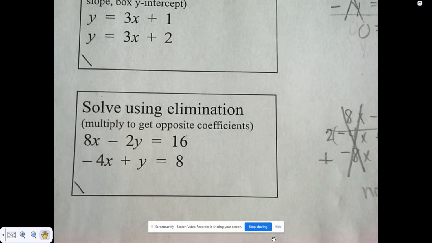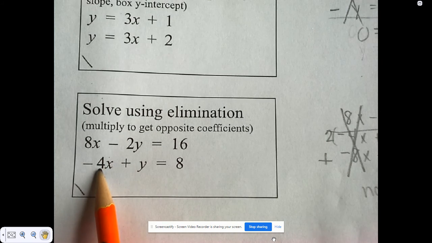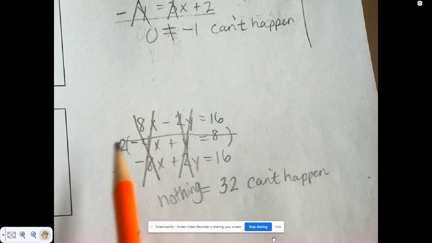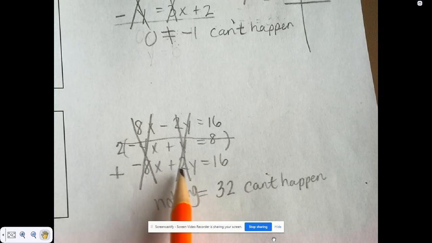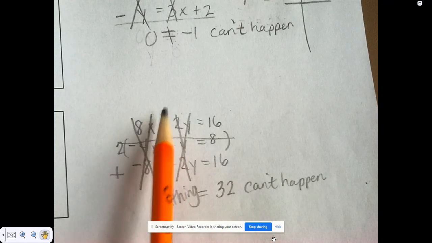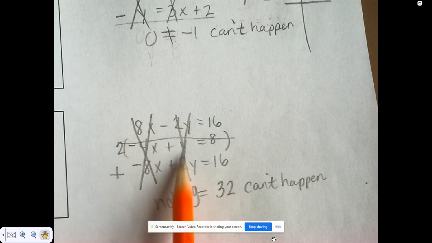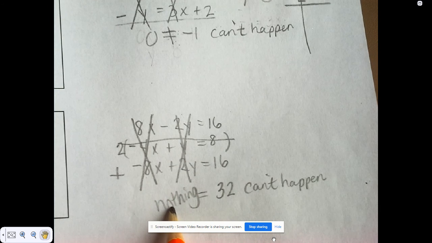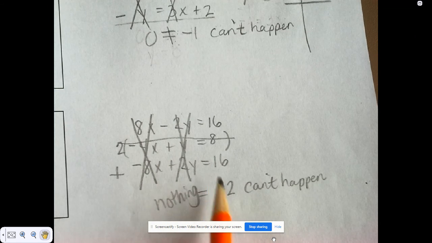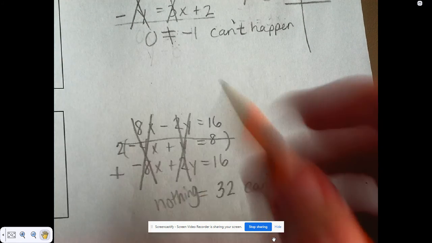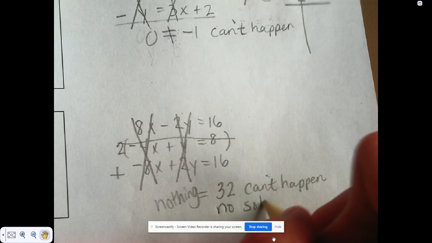And coming back and looking, it looks like 8x I could get to be negative 8x. So how I would do that, I multiply everything by 2. So I go over here and I multiply all of that by 2 and I get negative 8x plus 2y equals 16. This gets eliminated. Negative 2 plus positive 2 is nothing. So I have nothing on this side, and 16 plus 16 is 32. Nothing does not equal 32, and it can't happen, which means they are never ever going to touch. So we write down no solution.